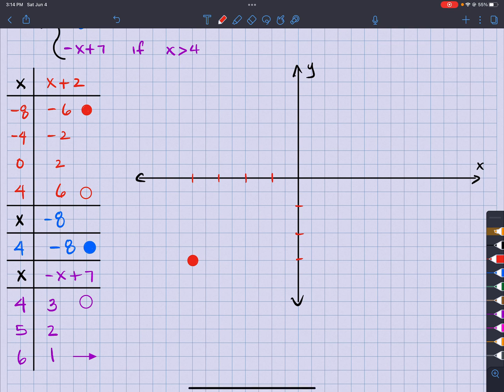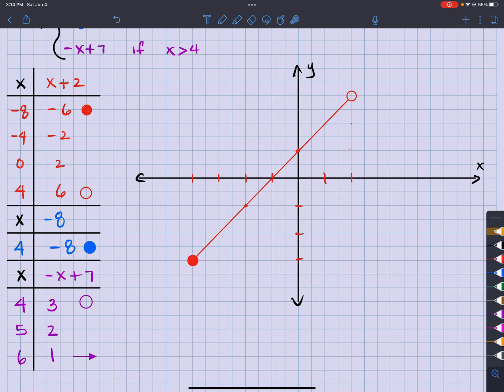At -4 it's -2. At 0, it's going to be 2. And at 4, it's going to be at 6. So it's going to be an open circle there. There we go. So now I get to draw my line. And voila. All right. So my red equation is done from -8 to 4.